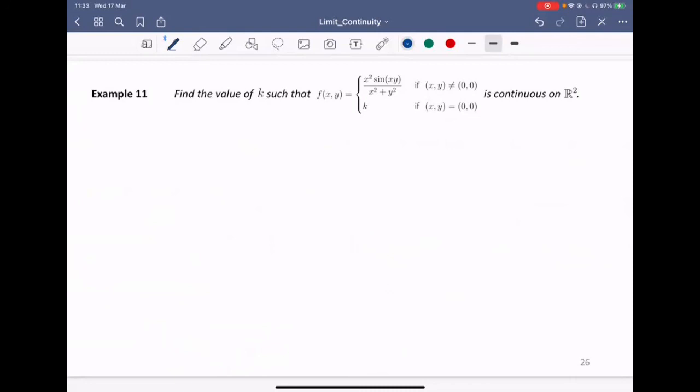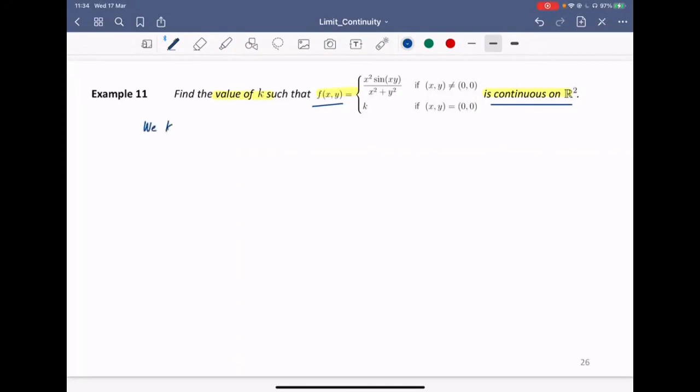Let's do one more question on continuity. This question is a little bit different from the previous one because they ask you to find the value of the constant k such that the function f is continuous. So you already know that the function is continuous, but you just need to find the value of k. When they say f is continuous on the domain R squared, that means f is continuous everywhere, right? That means f is continuous at (0, 0) too.